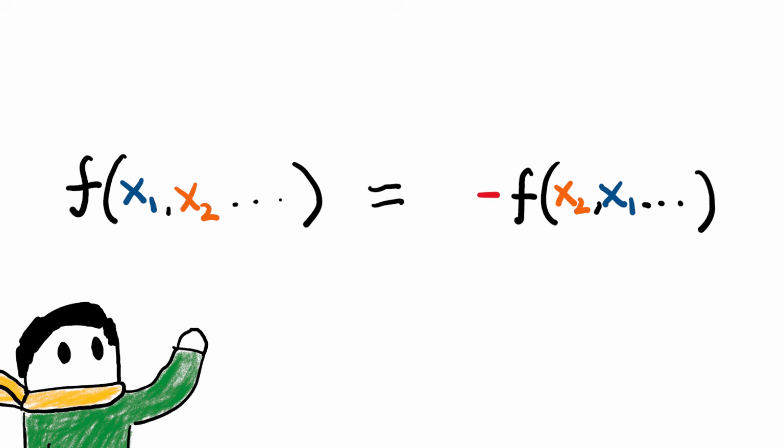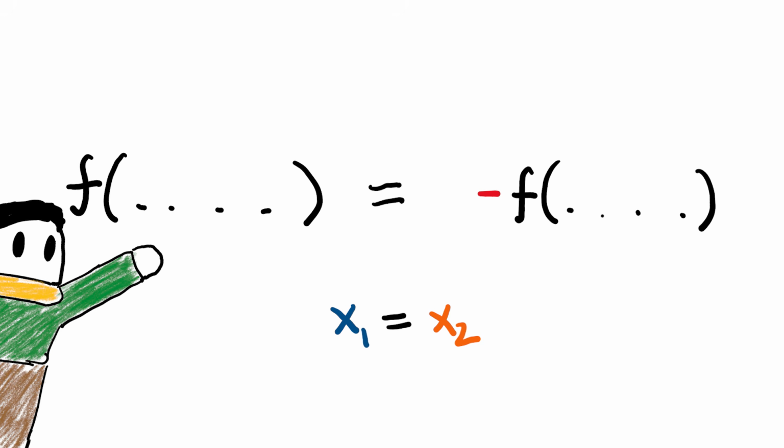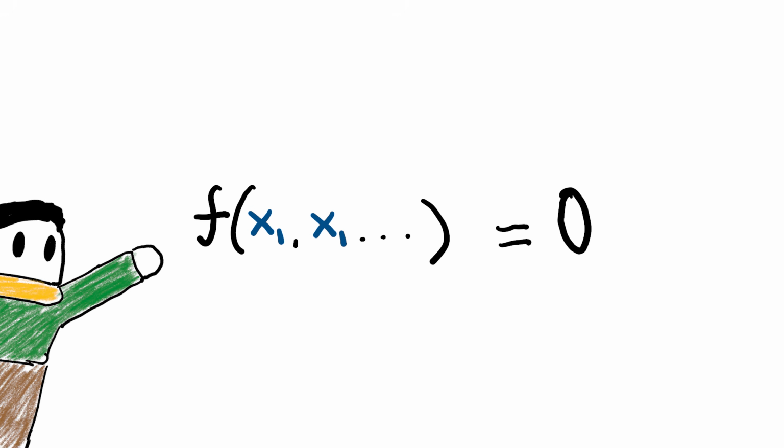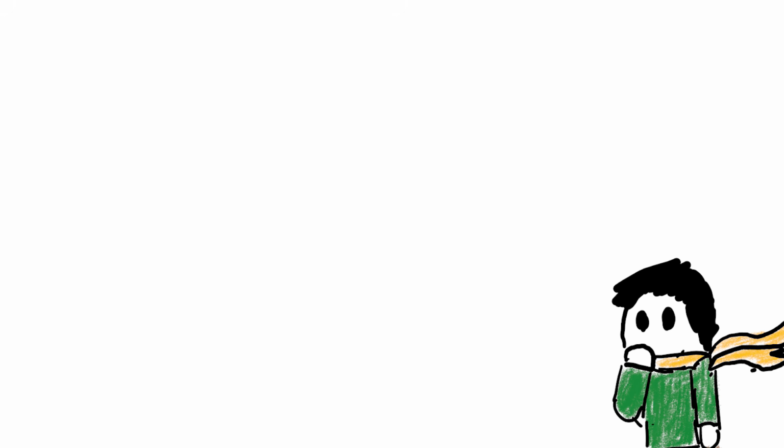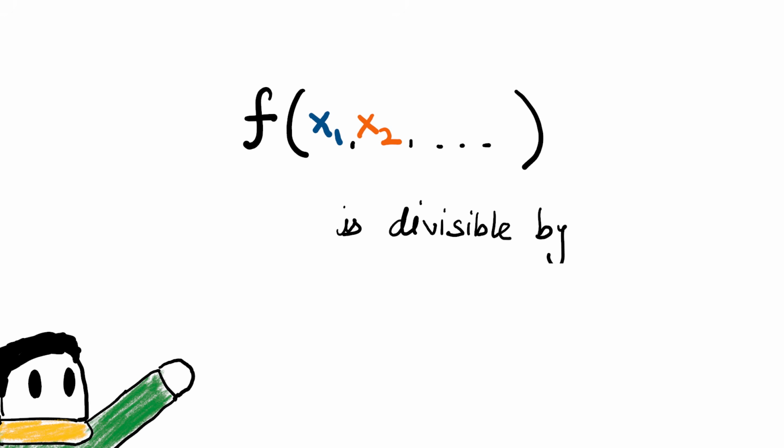In the general case, if we swap the variables x1 and x2 and then set them equal to each other, we get that something must be equal to the negative of itself. If this function is not 0, then 1 is equal to minus 1, which is false, so this function must be 0. As x1 equal to x2 is a root of this function, this means that f is divisible by x1 minus x2. Repeating this for all pairs xi and xj will tell us that f is actually divisible by, you guessed it, the Vandermonde.